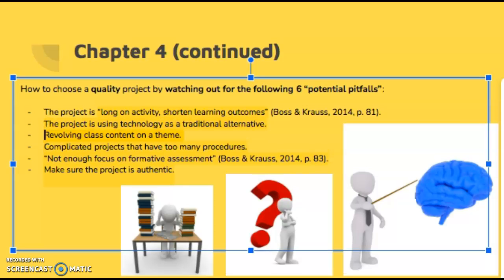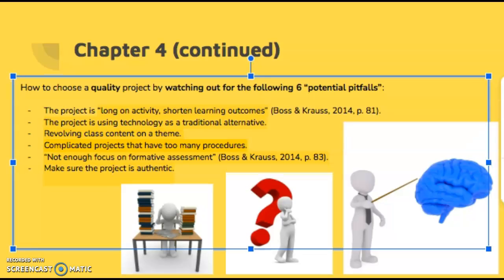Revolving class content on a theme is a habit that should be avoided because themes can lead teachers to settle on the surface and not dive deeper. The book mentions an example of using the theme oceans and assigning a project on drawing sea creatures. A more beneficial activity would be learning about how seafood ends up getting to the grocery store, and this still ties with the theme oceans.